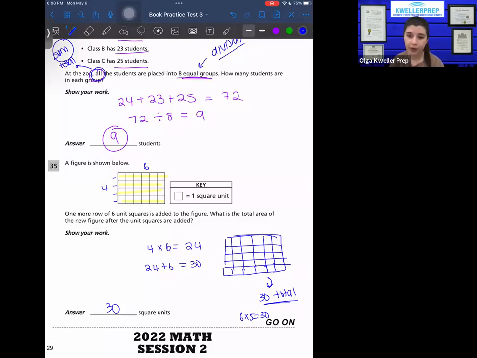But you must show something, right? You can't just put 30 as the answer choice. You would lose a point. You must show your work, whichever way that you reach your answer.